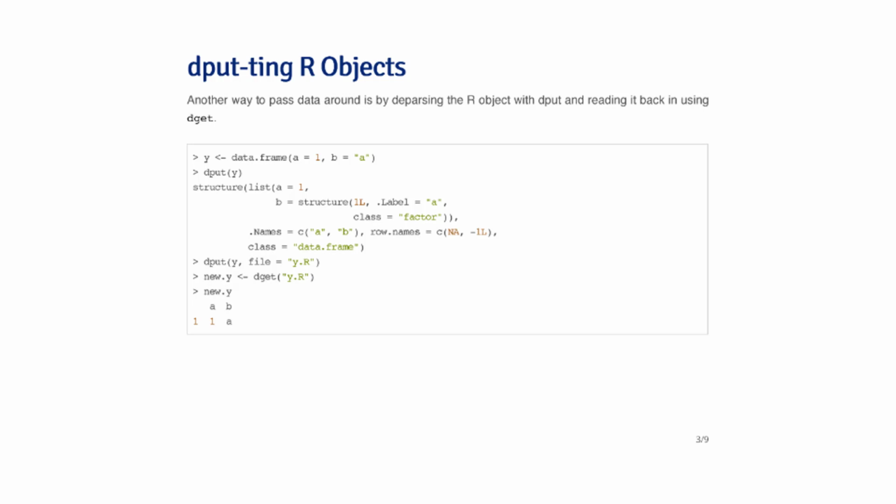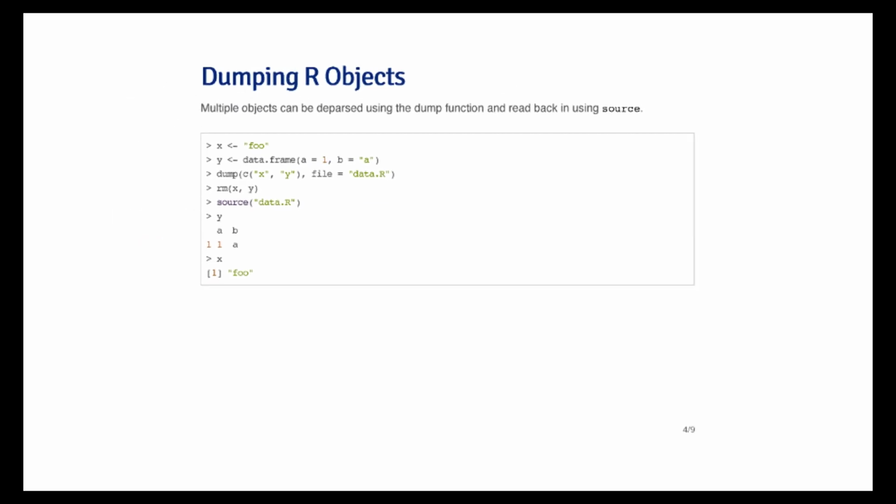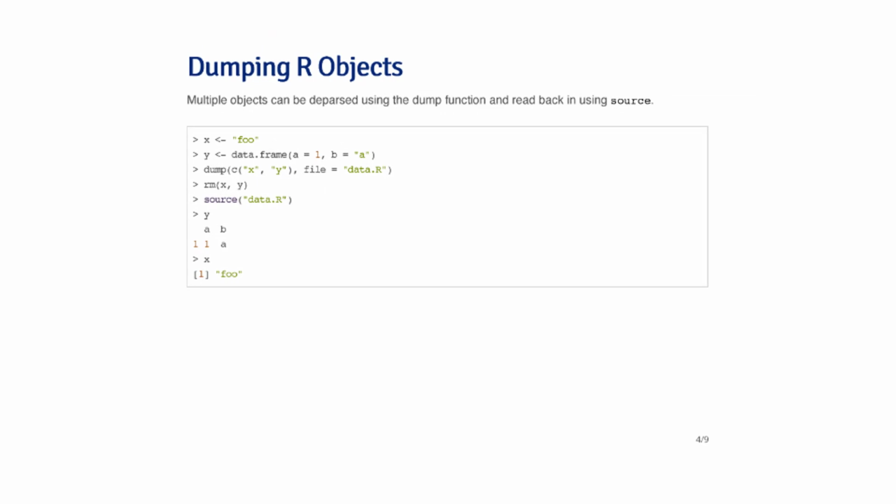So the dput function essentially writes R code which can be used to reconstruct an R object. The dump function is a lot like dput. However, the difference is that dput can only be used on a single R object, whereas dump can be used on multiple R objects. What you pass to dump is a character vector which contains the names of the objects. Here I created two objects, one called X, the other called Y, and what I pass to dump are the names of those objects, X and Y. I give it a file that I want to store the objects in, and then I can remove them if I want to.